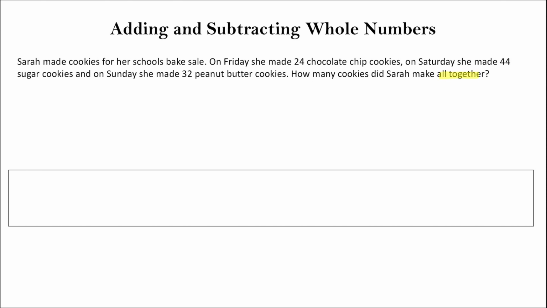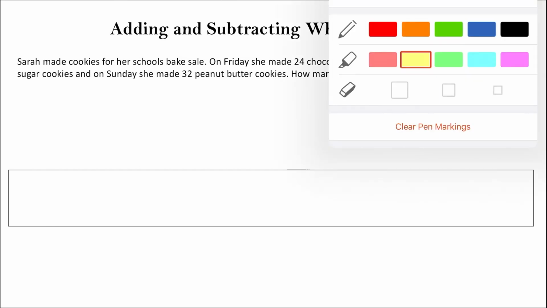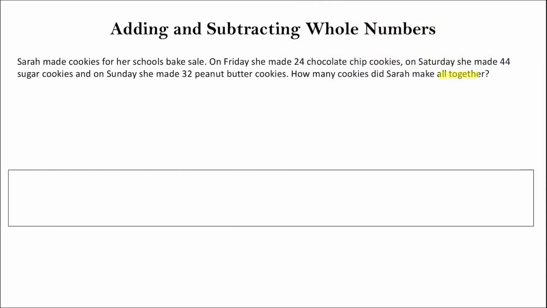In this word problem, the word altogether tells the reader that they will perform addition. So you'll be adding together all of the amounts of cookies she made, starting with 24, then 44, and 32. So when you add them together, how many cookies did she make altogether, or total? So it's 24 plus 44 plus 32. I'm going to make this easier by adding the first two numbers first. 24 plus 44.